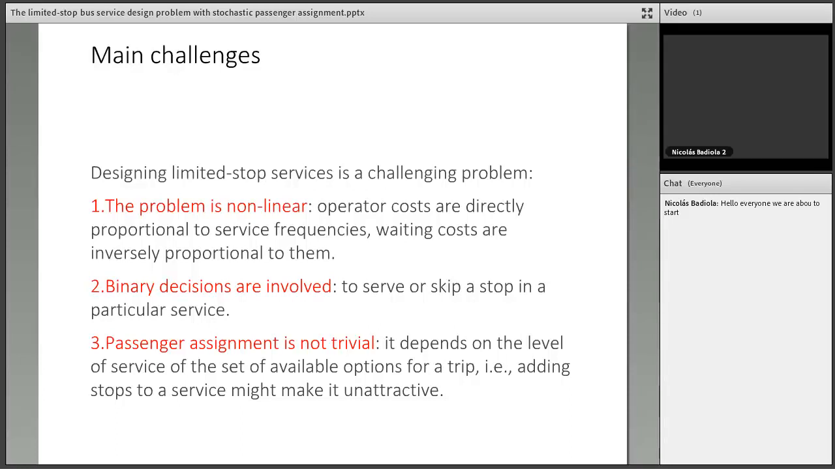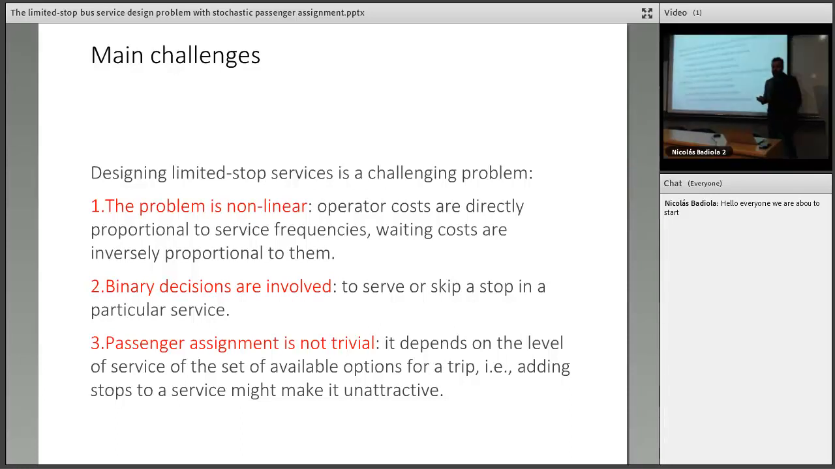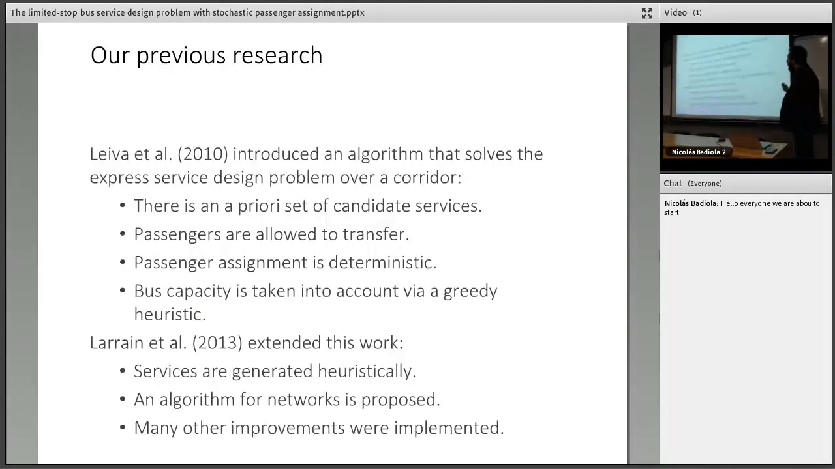In our previous research, in 2010, Leiva introduced an algorithm that solves the express service design problem over a corridor, but there are some limitations. First, we need to work with an a priori set of candidate services, meaning that we are going to feed some options to the model, and the model is just going to focus on defining the frequencies for these services. We are allowing passengers to transfer in this model.